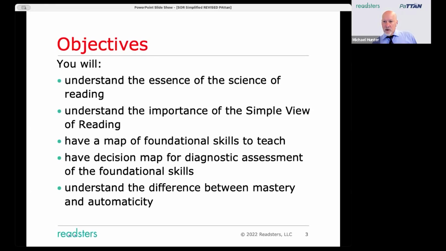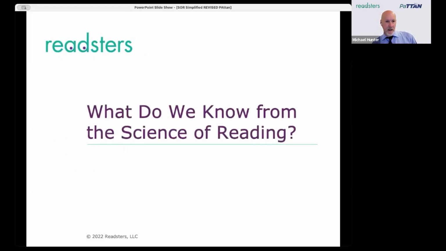I'm going to give you guys our map of foundational skills to teach. And then I'm going to also share a map or a flow chart for thinking about diagnostic assessment so you will know where your students are and what you do need to teach. And then lastly, I want to share some thoughts about something that I've noticed that people don't always have a clear understanding of, which is the difference between mastery and automaticity.